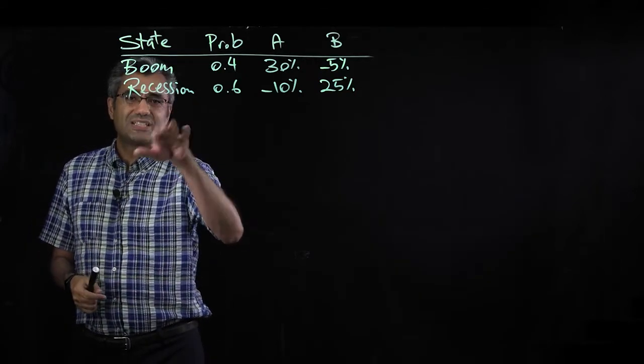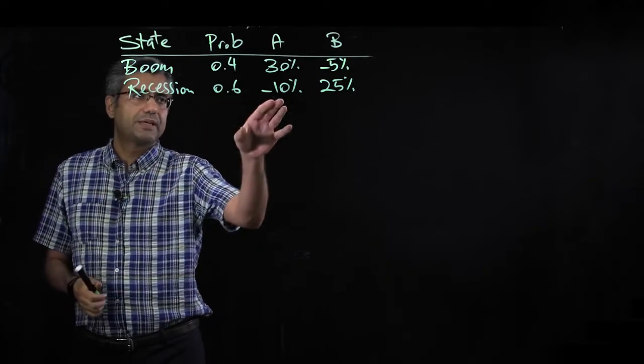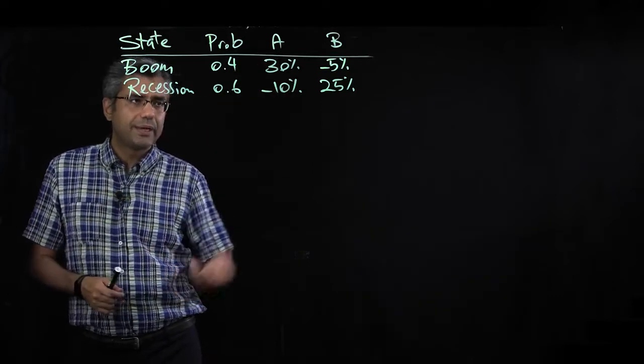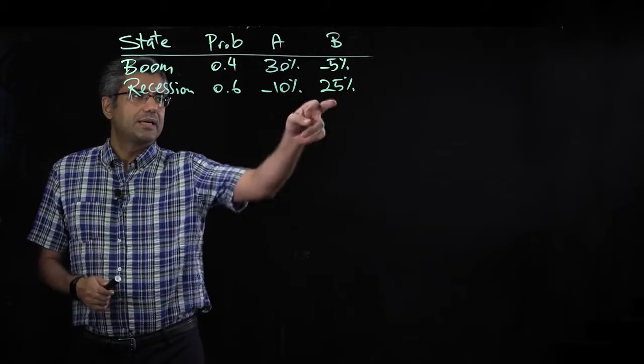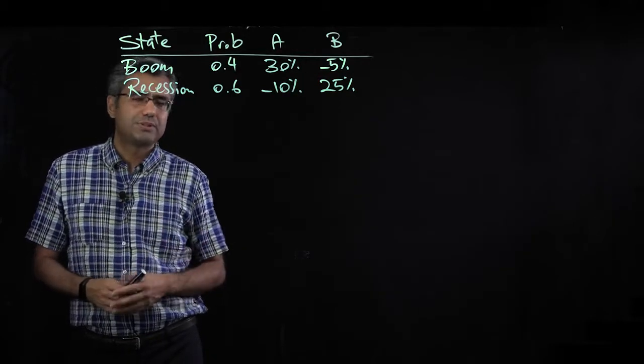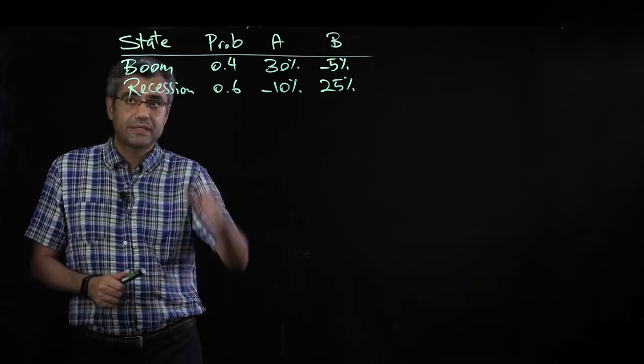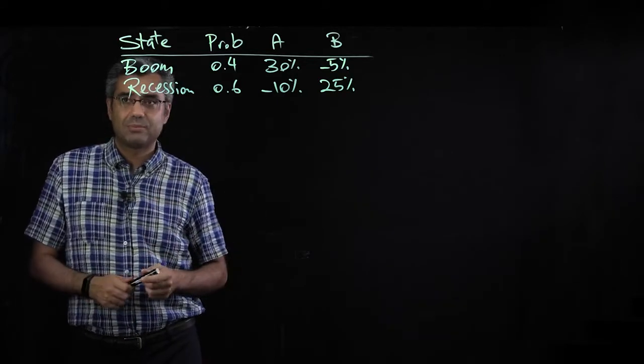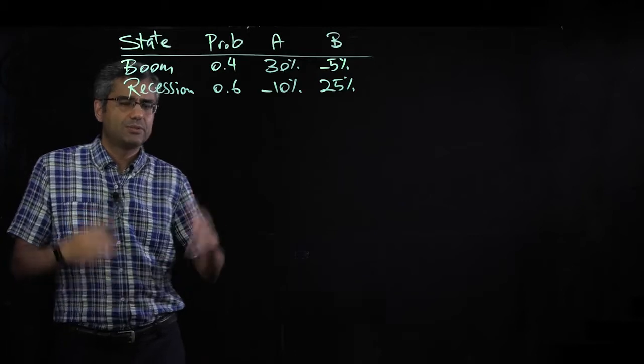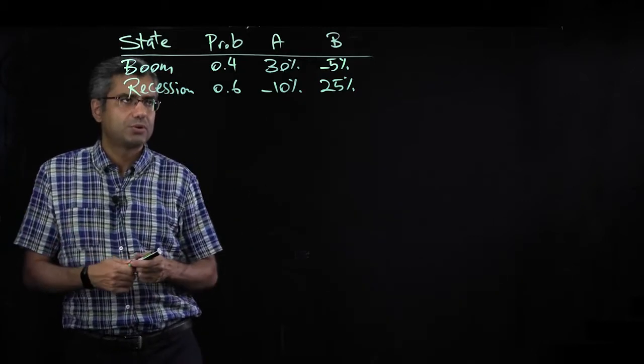If the economy is not good, recession, then stock A won't perform well, minus 10% return, and stock B, the return will be 25%. And the chance to have a good economy is 40%, and the chance to have a very bad economy is 60%. So this is our prediction about next year.